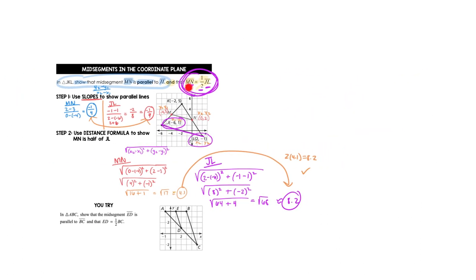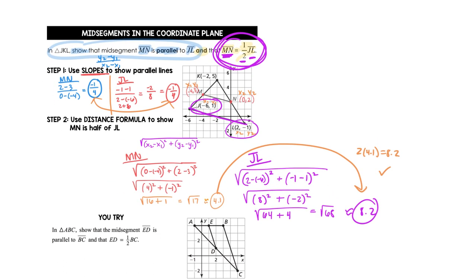They said show that MN equals half of JL. We've just shown that that's true. 4.1 is half of 8.2. So that's all set. That's how you do this. I know it's a lot of work. Remember, you don't always have to do all of this work. There are shorter ways to do the distance formula. I've talked about them many times. You can use the little right triangle with the Pythagorean theorem, or take shortcuts when you do your subtraction. Just find a way that works for you. All we're doing here is finding slopes to show that the slopes are the same, and then finding the distances to show that this is half of the bigger distance.